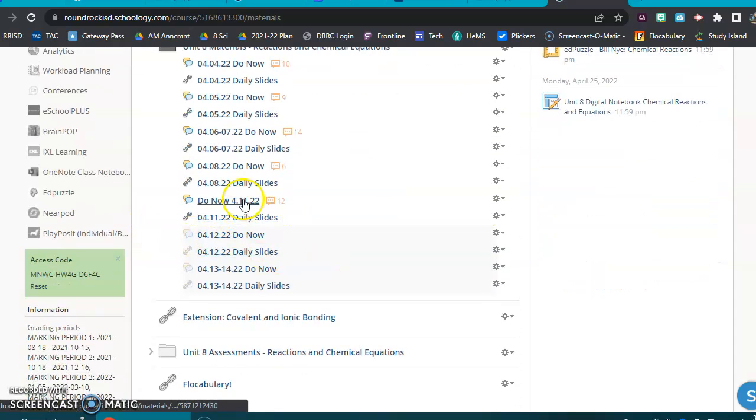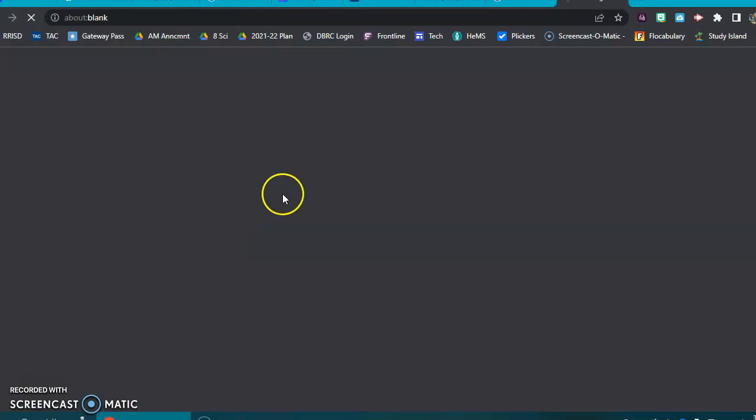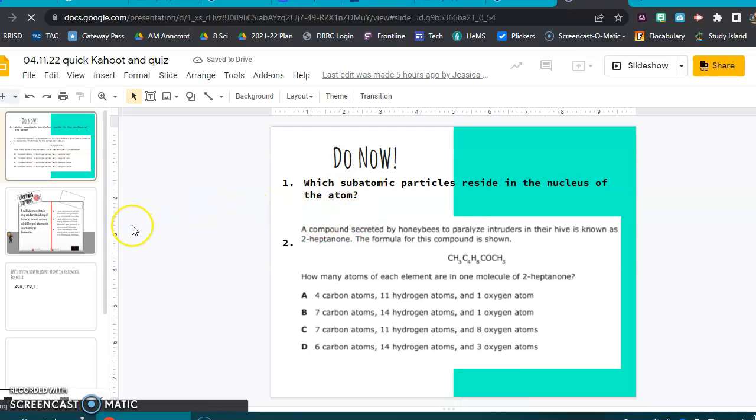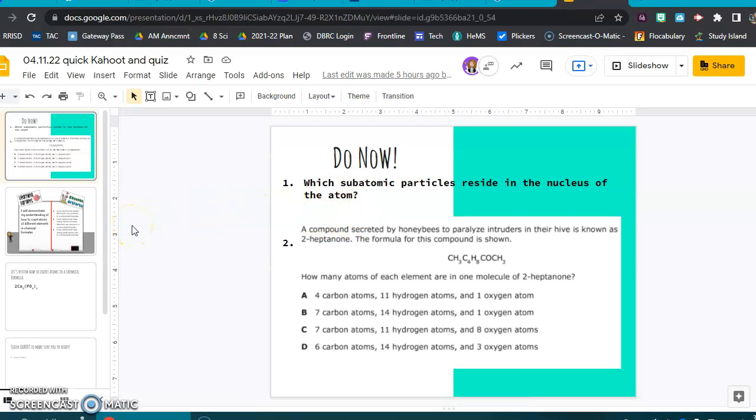Here is today's daily slide. So I'm going to click there. And which subatomic particles reside in the nucleus of the atom? Absolutely, those protons and neutrons. Okay. And then we talked about how many elements, and there's a whole big thing here. When we read it, we need this formula and the question.